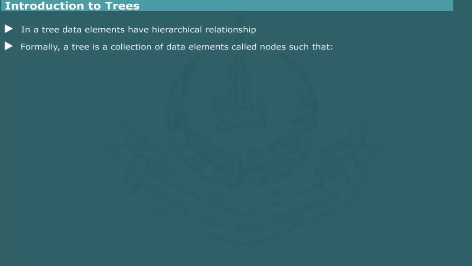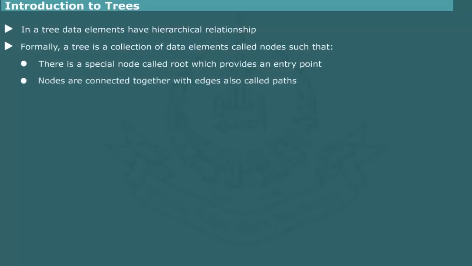Introduction to trees. A tree is a data structure in which data elements have hierarchical relationship. There are several ways of describing the internal structure of a tree. Formally, we can define a tree data structure as a collection of data elements called nodes, such that the collection has a special node called root, which provides an entry point to the tree data structure. The nodes are connected together with edges or paths. There is exactly one path from the root to any node in the tree.